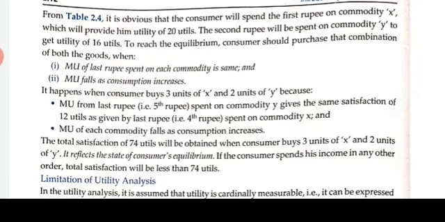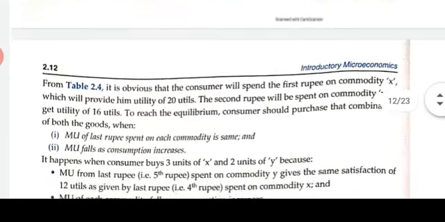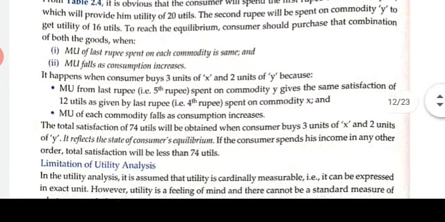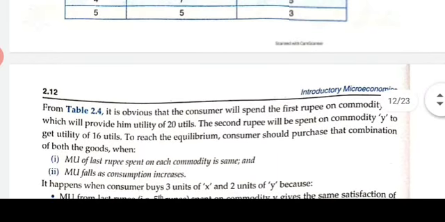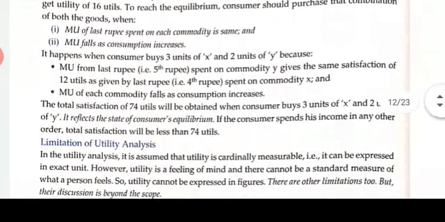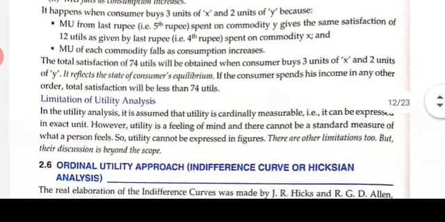The MU from the last rupee, the 5th rupee spent on commodity Y, gives the same satisfaction of 12 utils as that given by the last rupee, the 4th, spent on good X. In this way, the total satisfaction of 74 utils will be obtained when the consumer buys 3 units of X and 2 units of Y. So it reflects the state of consumer equilibrium. If the consumer spends his income in any other order, the satisfaction will be less than 74 utils.